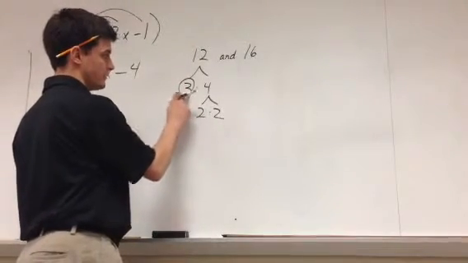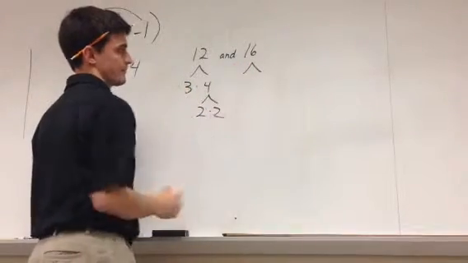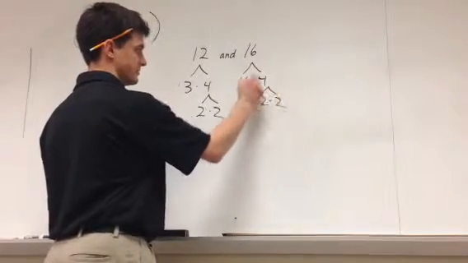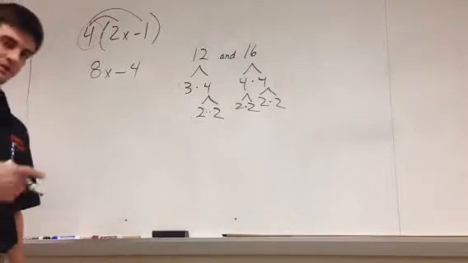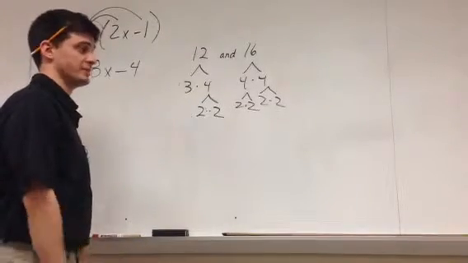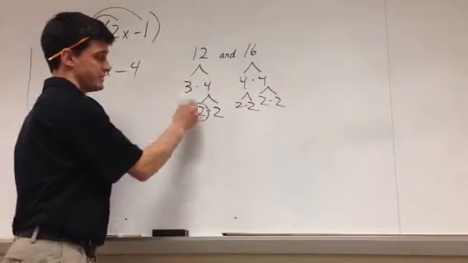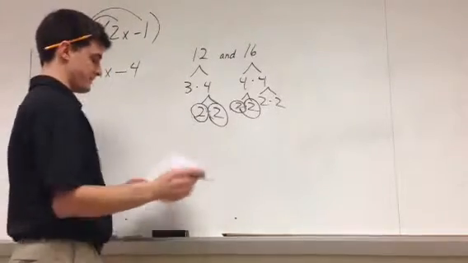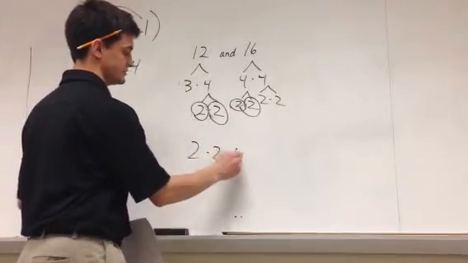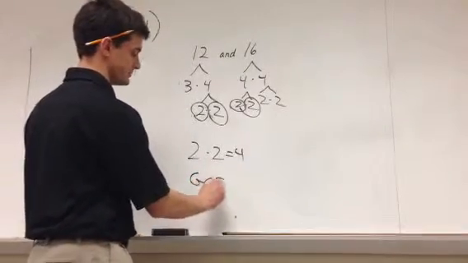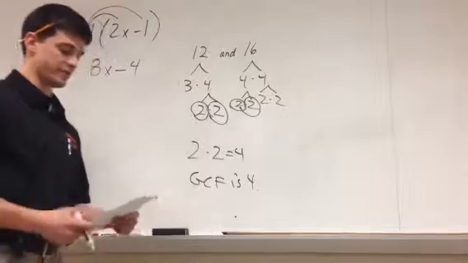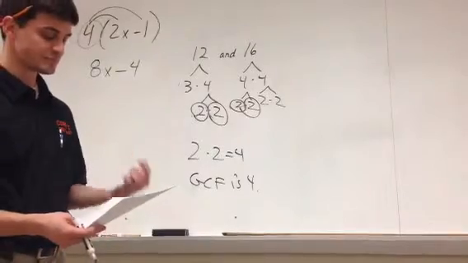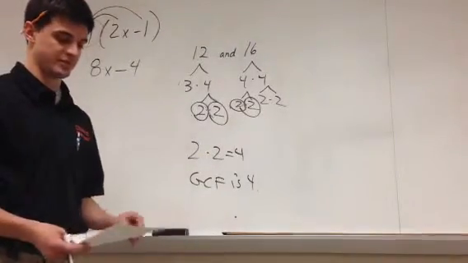Okay, so we're done with 12. Then you go to 16. That can be broken down to 4 and 4. 4 can be broken down to 2 times 2. Remember, this is multiplying. Okay, that's going to be important later. And then you just pick out the ones they have in common. So they each have a 2 in common, and they each have another 2 in common. So the greatest common factor, 2 times 2, is 4. So the GCF is 4. Okay. So you have 4 more examples there that I want you to go through, number 2, 3, 4, and 5. And that's just simply warming up, getting used to finding the greatest common factor.